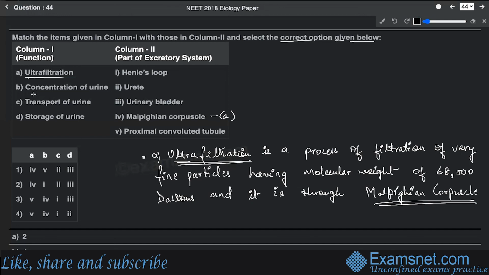All right. Now, the second is concentration of urine. Concentration of urine basically refers to the process in which there will be absorption from the glomerular filtrate. Since urine is a component of glomerular filtrate, because of the hyperosmolarity that will be created by the counter current mechanism in the Henle's loop, the concentration of urine can be carried out. So this is basically going to relate with Henle's loop over here.